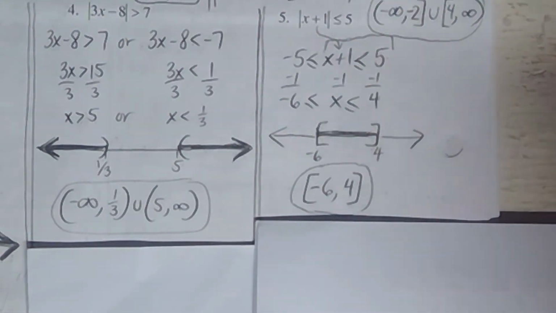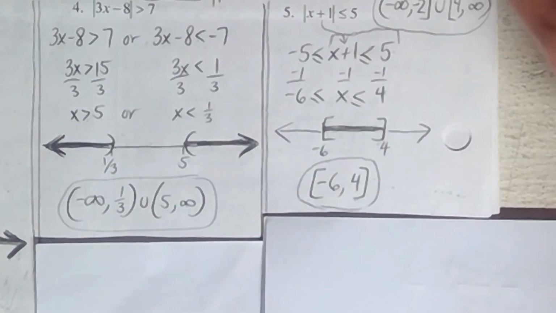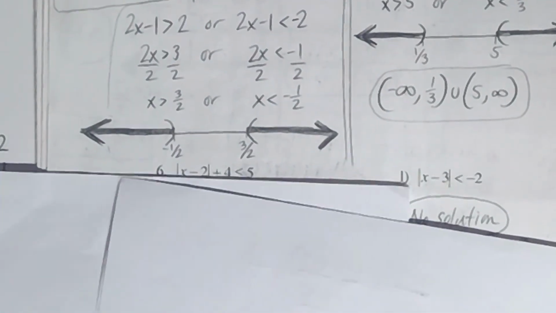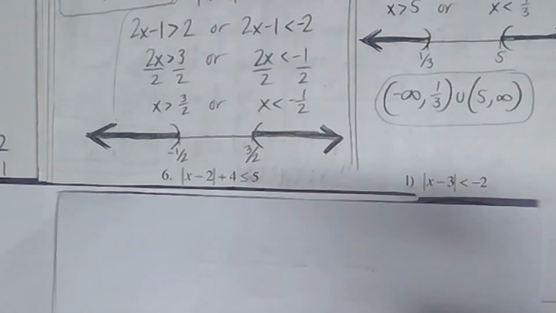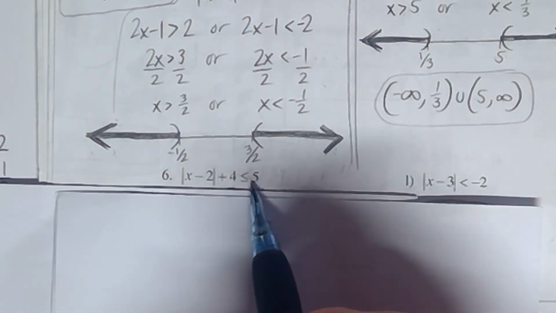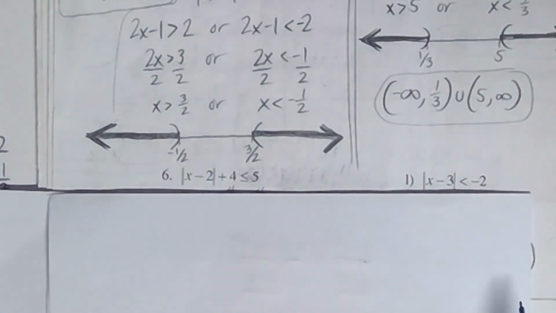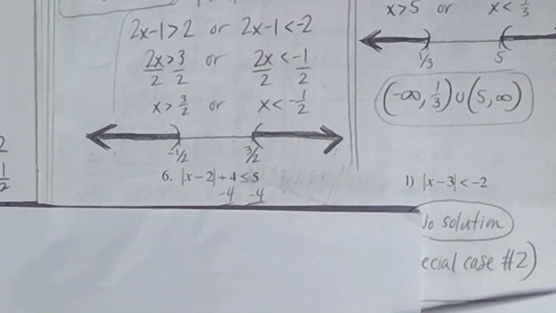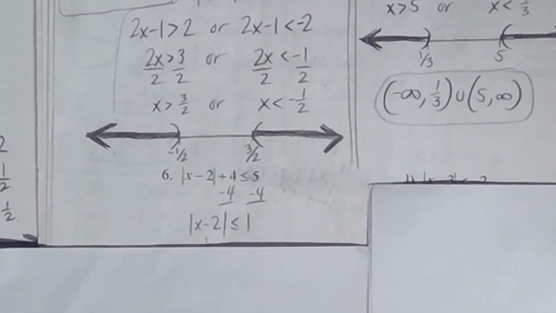Okay. One more problem here where this time we need to get the absolute value by itself. Okay, number 6. We need to, again, imagine that the bars are a variable. If that had said y plus 4 less than or equal to 5, wouldn't you subtract the 4 over? And so you do the same thing here, okay? When you have the bars plus 4, it's just like having y plus 4. You subtract the 4 over, okay? And you get this right here.